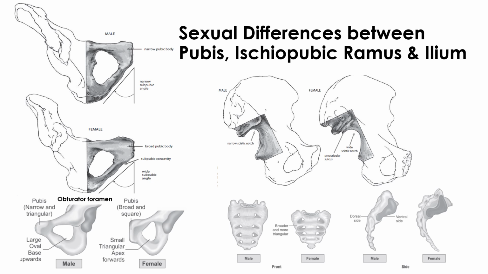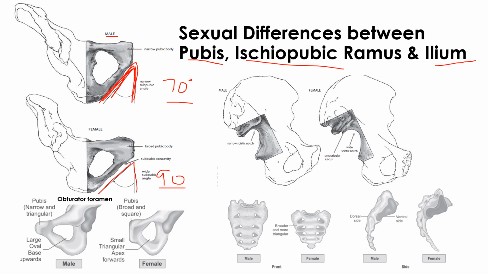Sexual differences between male and female by using the pubis, ischiopubic ramus and the ilium. First, let's see the subpubic angle. The subpubic angle of the male is between 70 to 75 degrees. I'm writing 70 only here, and next we have 90 to 100 degrees for the female. Basically it is narrower in males. This one is male, narrow up to 70 degrees, and this one is female and it is broader.